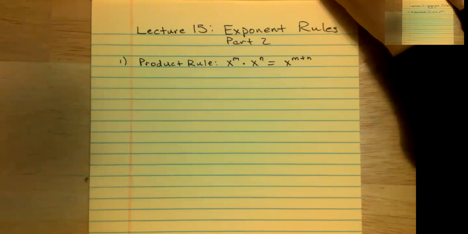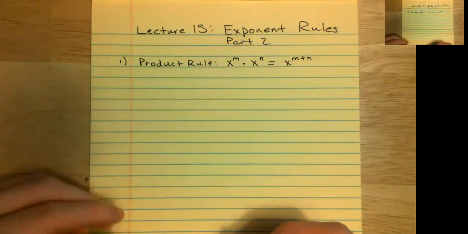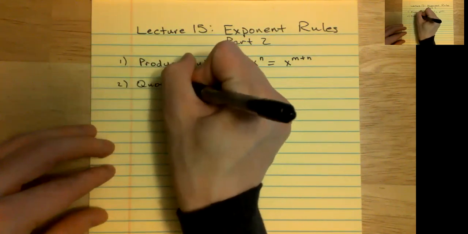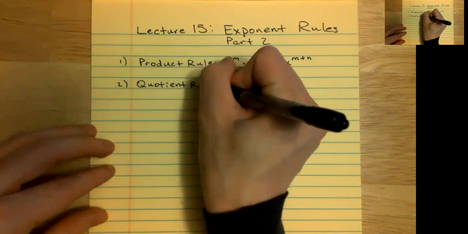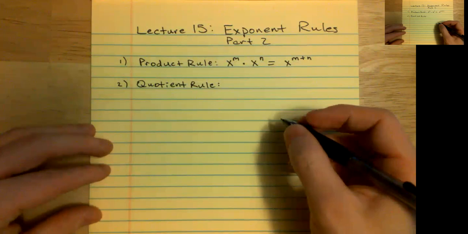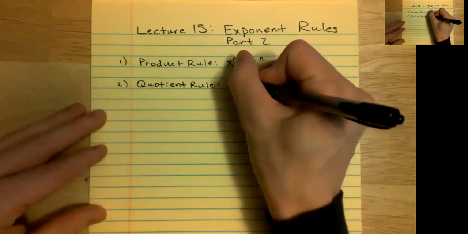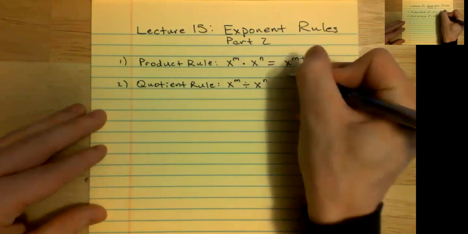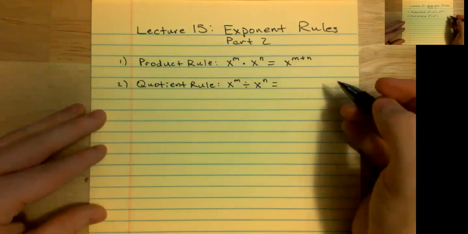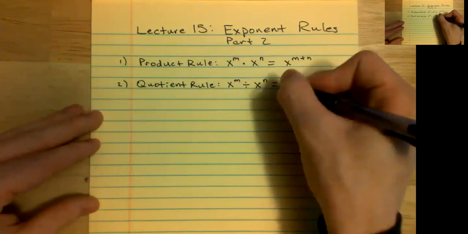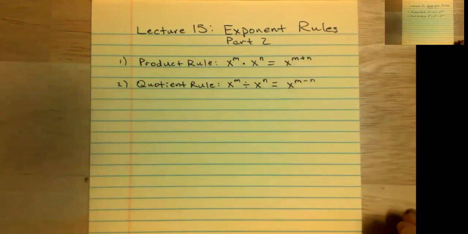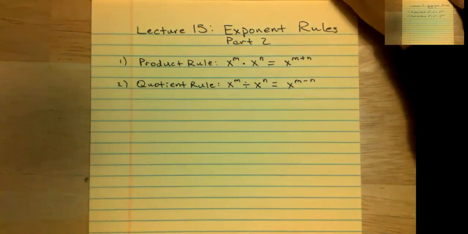Okay, so I'm going to go ahead and talk about the quotient rule really quick. The quotient rule is going to be when we are dividing, actually. So here, I have the exact same setup. The only difference is I'm going to have x to the m power divided by x to the n power. And when that happens, we're not adding anymore like we're doing up here. We're doing subtraction. So I'm going to get x to the m minus n. All right, so that's the quotient rule. The quotient rule is only used when we are dividing.